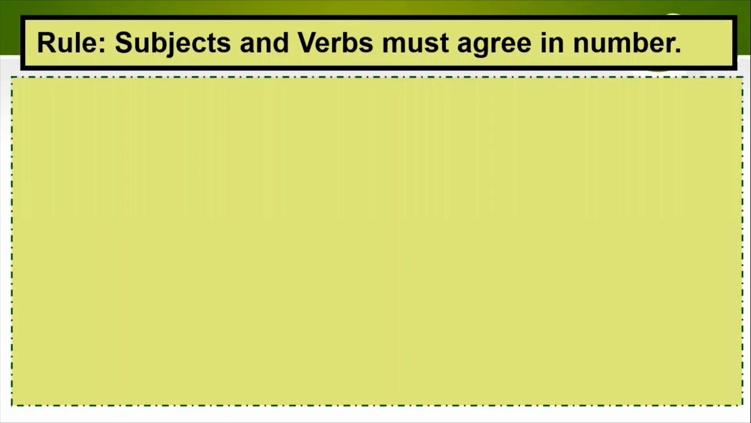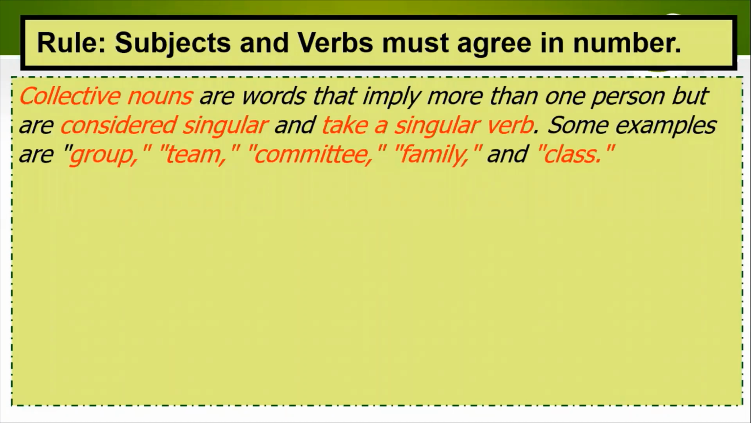Last but not the least, let's talk about collective nouns. What do you mean by collective nouns? Okay, collective nouns are words that imply more than one person but are considered singular and take a singular verb. Some examples are group, team, committee, family, and class. Sila yung mga nouns na pangmaramihan pero singular in form lang kasi nga grupo sila. Okay, so dahil singular lang sila in form, singular lang din ang verb na gagamitin.